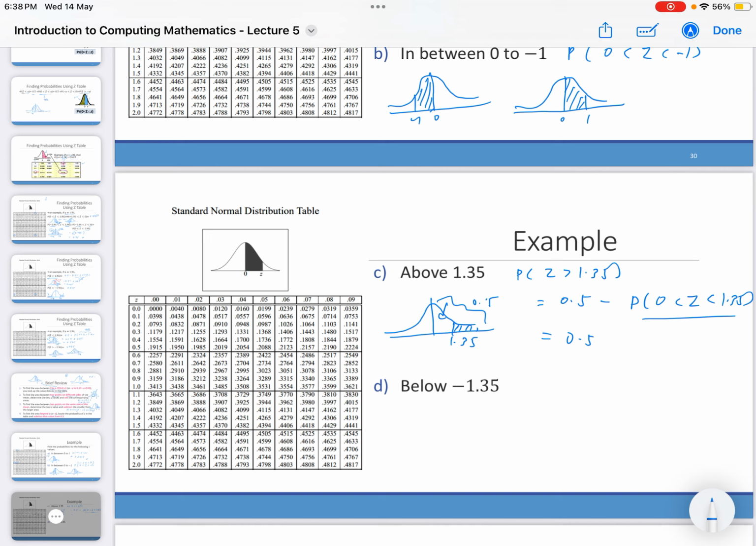So this one equals to 0.5 minus. So let's look at 1.35. So we have 1.3 over here, and then we have 0.05 over here. So the value here is this one. So this one equals to 0.4115. So 0.5 minus 0.4115. So this one we get 0.0885.